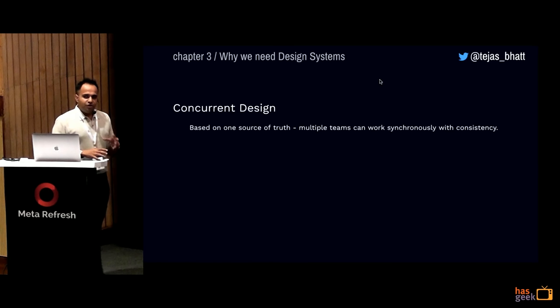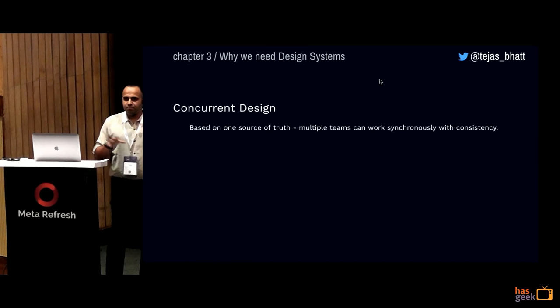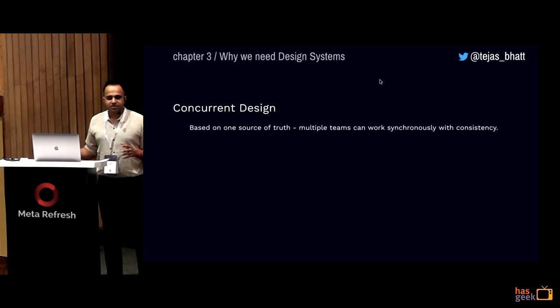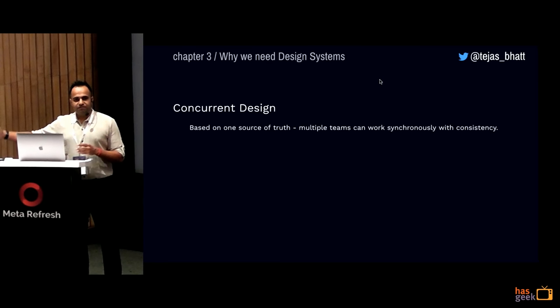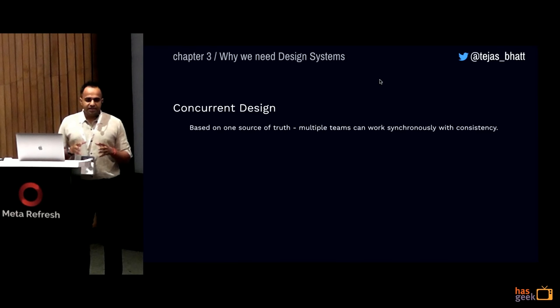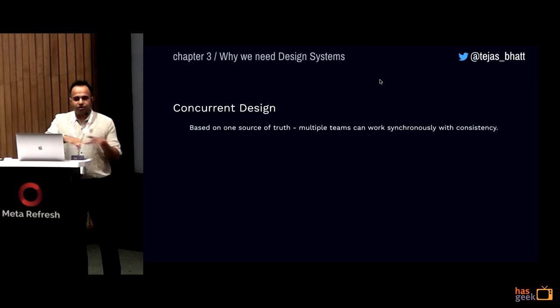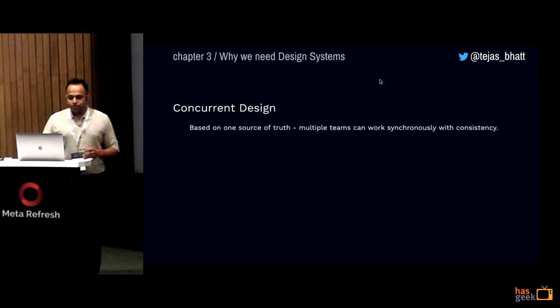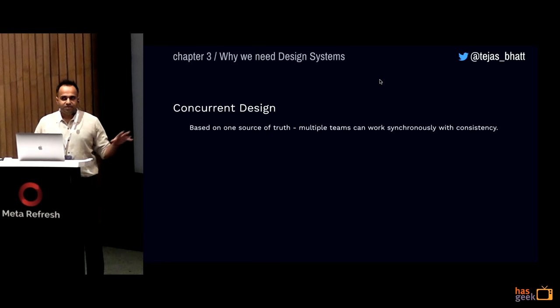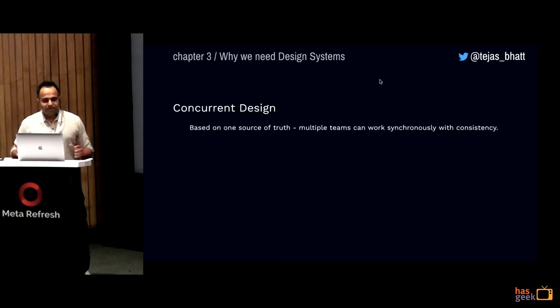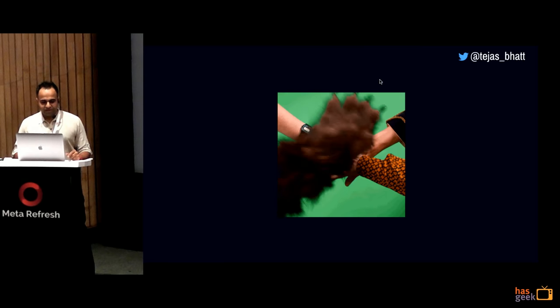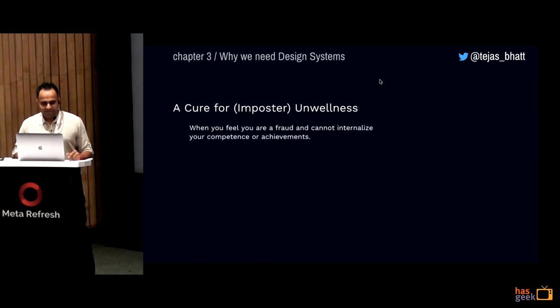Concurrent design, because now you have one source of truth, you have one repository, multiple team members can start working together. Not only that, you can have multiple teams working on multiple modules, different modules, with a certainty that their output will be consistent and in accordance with what's already been established. So you have five new features or modules to design. You can still happily feel that okay, it will add up to the coherent design of the product. So people working together is one of the huge benefits.